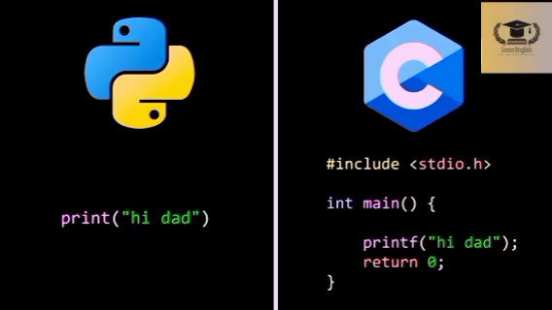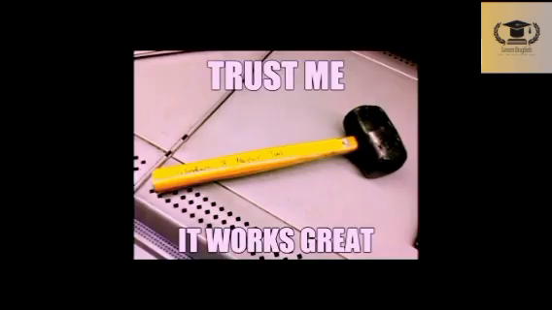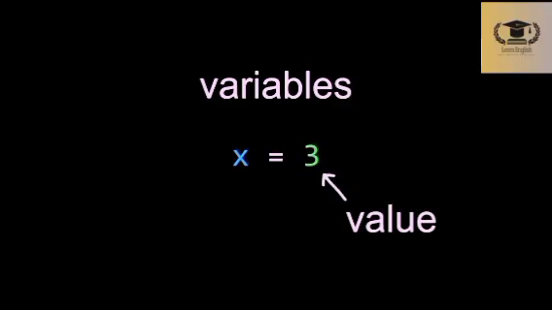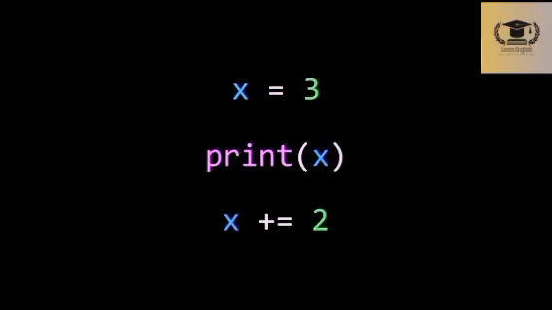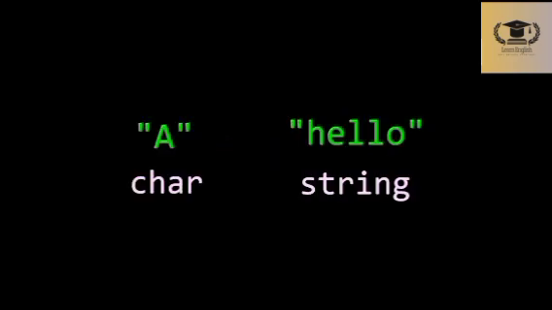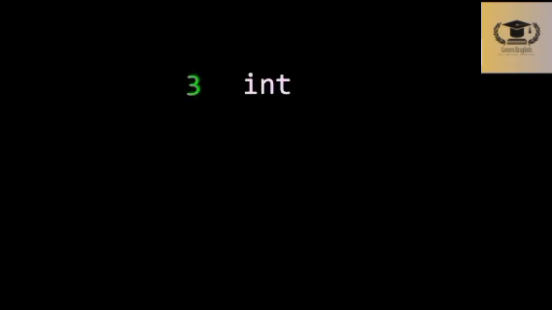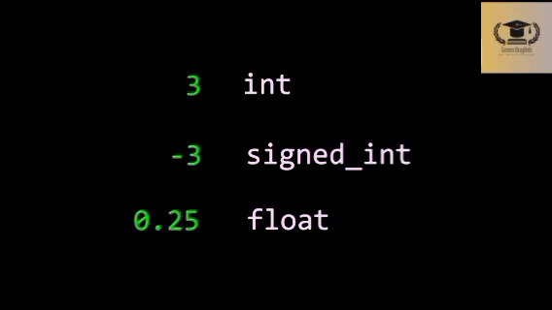Now, every programming language has different syntax, but there's some basic tools almost all of them have. The most basic way to use data is with variables, which assigns a value to a name which can then be reused and modified. Depending on the value, variables can have different data types. For text, there's single characters and strings of multiple characters. For numbers, there's integers which can also be signed if they're negative, and floating point numbers for decimal values.